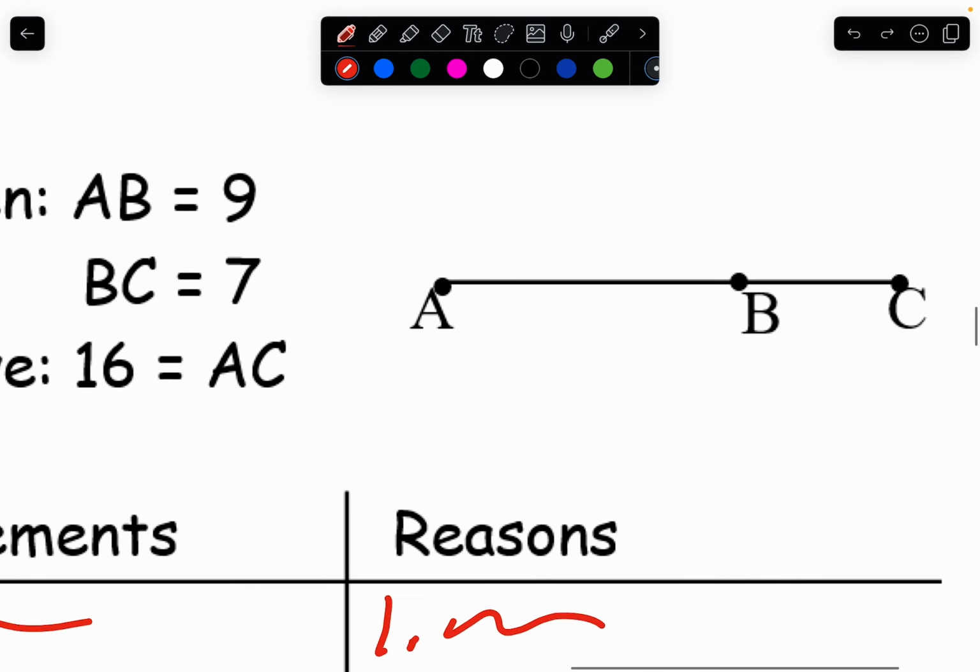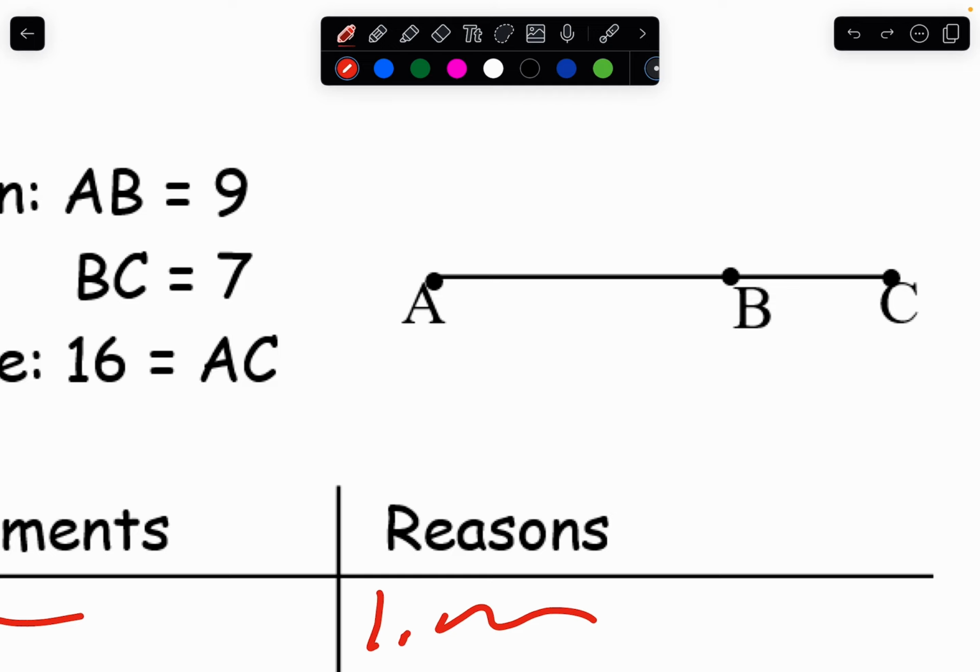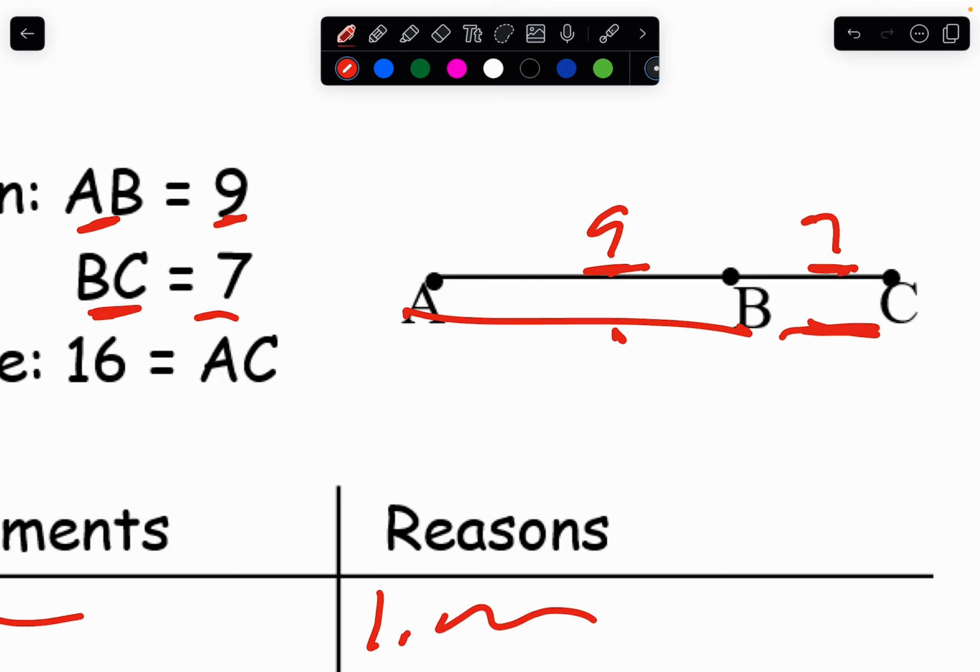How about the picture? Oh, it's 16. I know it's 16. Calm down. How do you know it's 16? Well, this is 9 and this is 7. Okay, I know. But listen. You can't go straight to say, oh, that's 9. What's 9? AB's 9. So what are you doing? You're replacing AB with 9. BC is 7. Okay, you're replacing BC with 7.